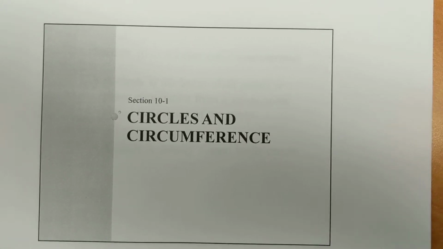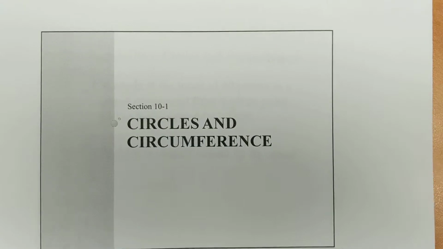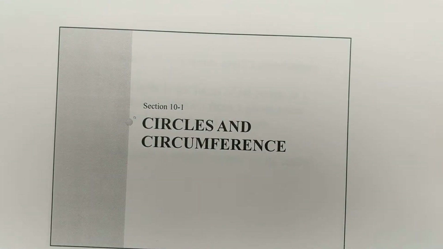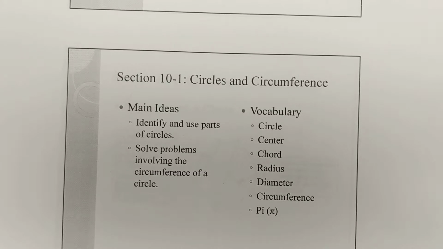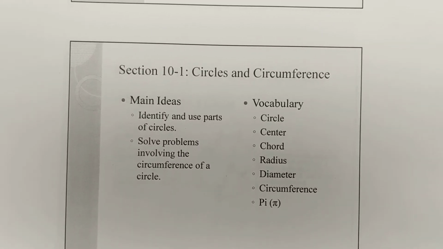All right, here we have the notes for section 10-1, which deals with circles and the circumference. So there's our main ideas: identify and use parts of circles, solve problems involving the circumference of a circle, and lots of vocab words: circle, center, chord, radius, diameter, circumference, and pi. In case you have forgotten, pi is about 3.14 as its decimal value.